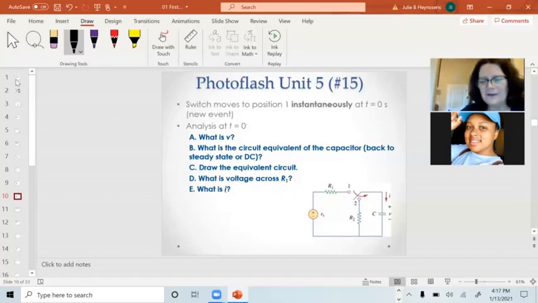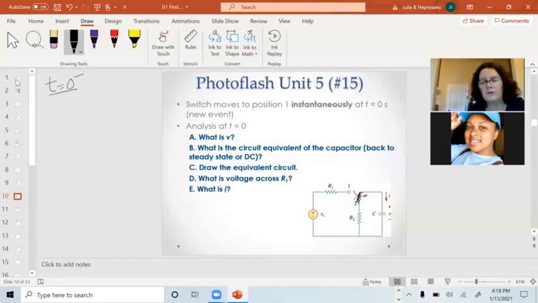Now we have a new event. What I'm going to do with this analysis is start out at some arbitrarily defined t equals 0 with the switch in position 2. And it's going to instantaneously move back to position 1. So I'm going to go through the same process. The last time, the first thing I did is I drew the t equals 0 minus circuit. If you follow these steps, it will make things a lot easier.